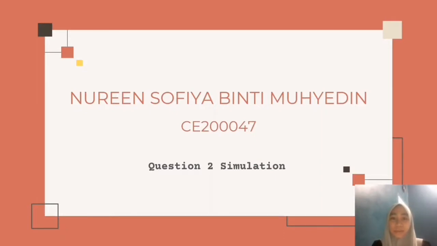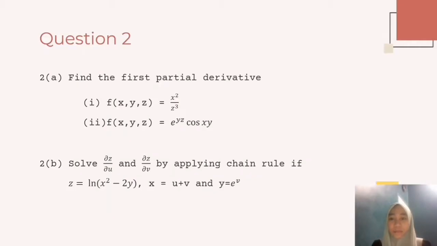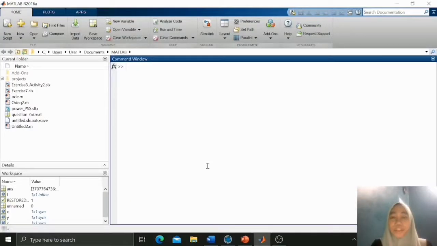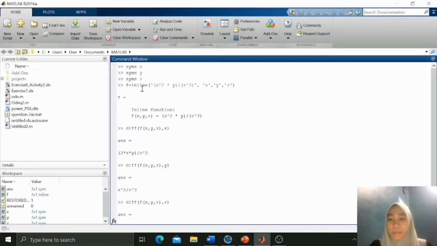I'm going to show how to do the simulation for question 2A and 2B. For question 2A, we need to find the first partial derivatives of first, x to the power of 2 over z to the power of 3, and second, exponent to the power yz cos xy. For question 2A, I'm going to use MATLAB software to prove the answer. Now I already put the equation for this question.